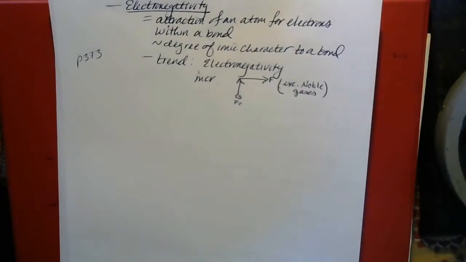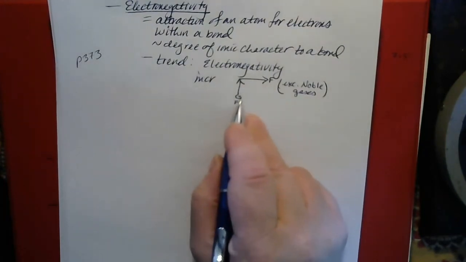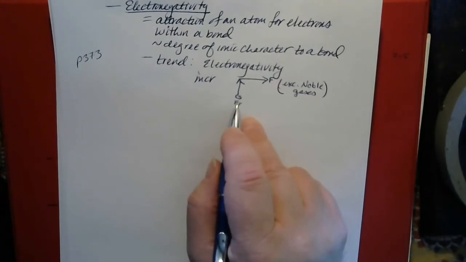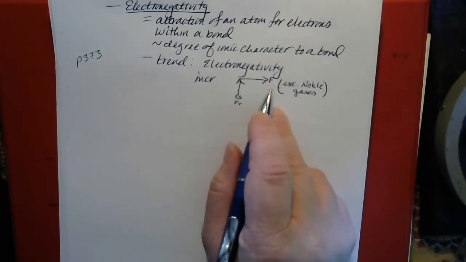The actual electronegativity values for the various elements are listed on page 373 in the textbook, and they all have certain numbers associated with them. Essentially, the higher the number, the greater the attraction that element has for electrons within a bond. Fluorine is the greatest. Its electronegativity number, I believe, is 4.0, and cesium and francium are the lowest, and theirs are, if I recall correctly, 0.7. So there's a fair range in electronegativity values.